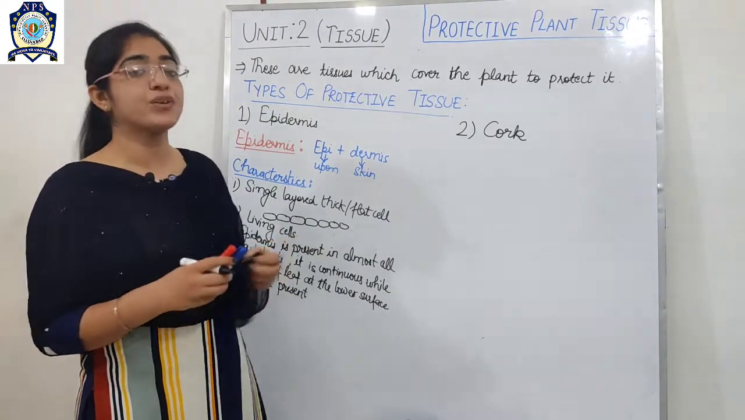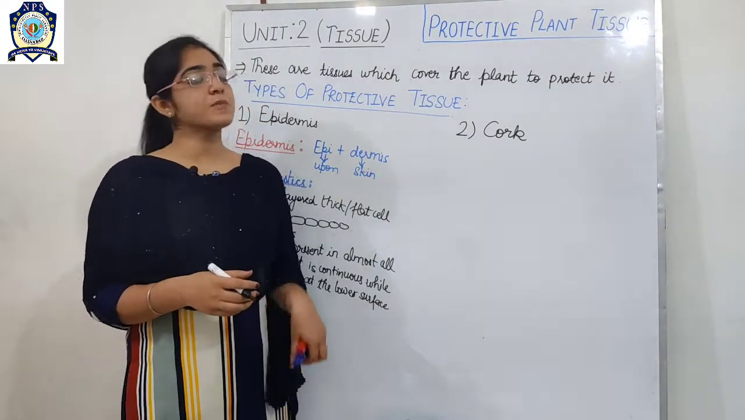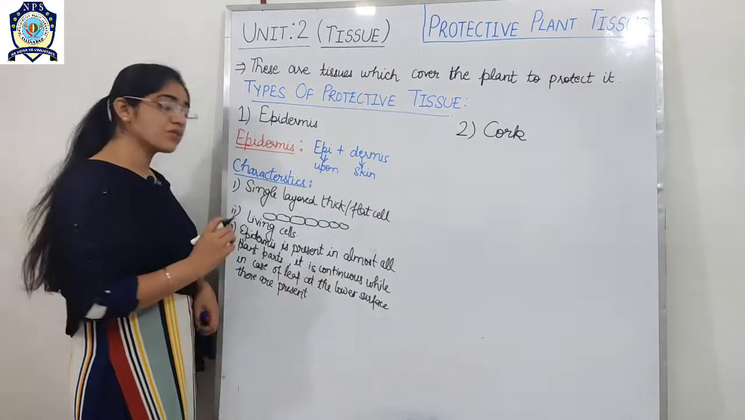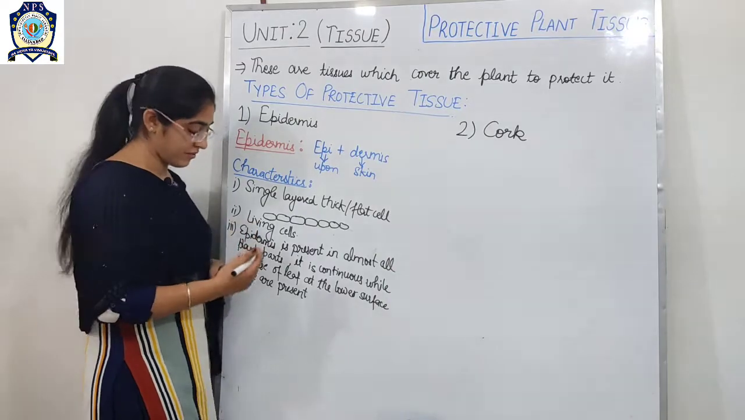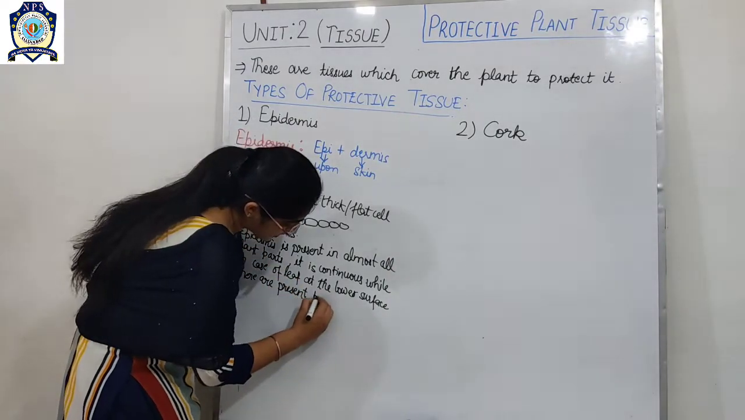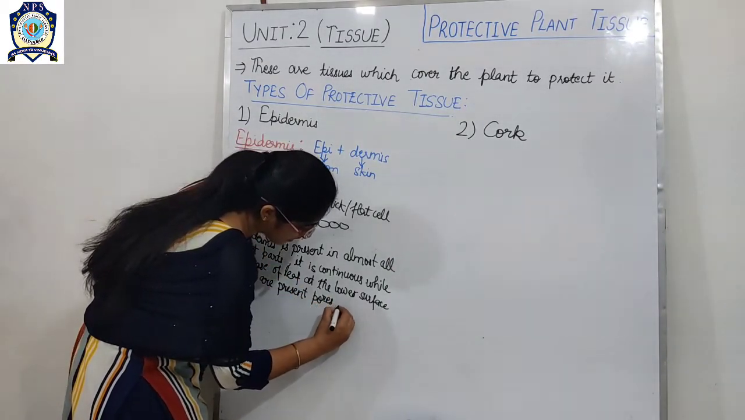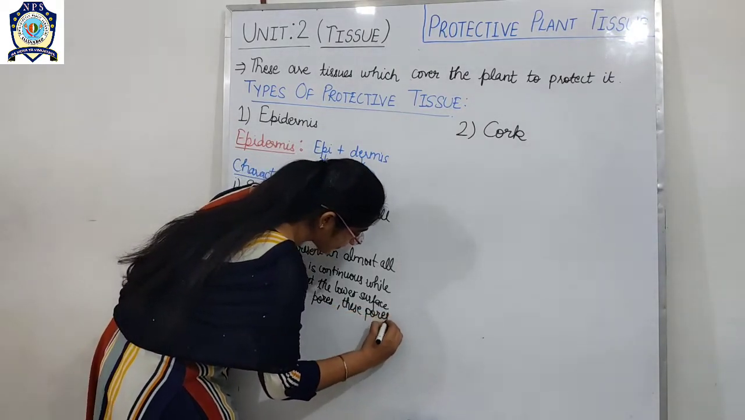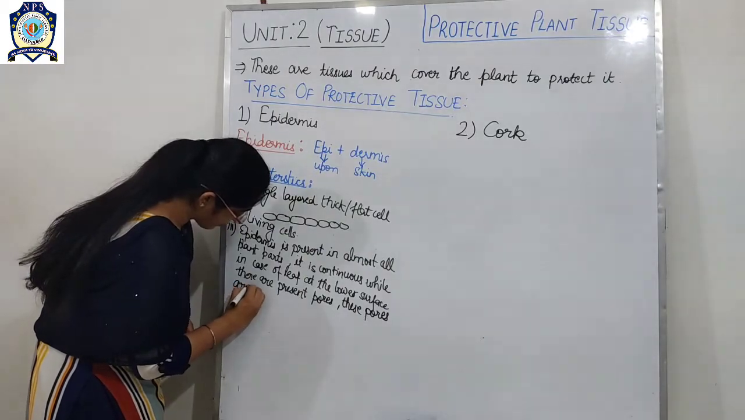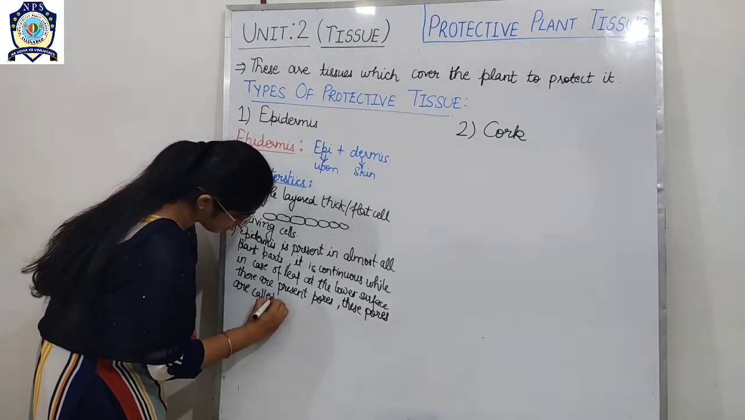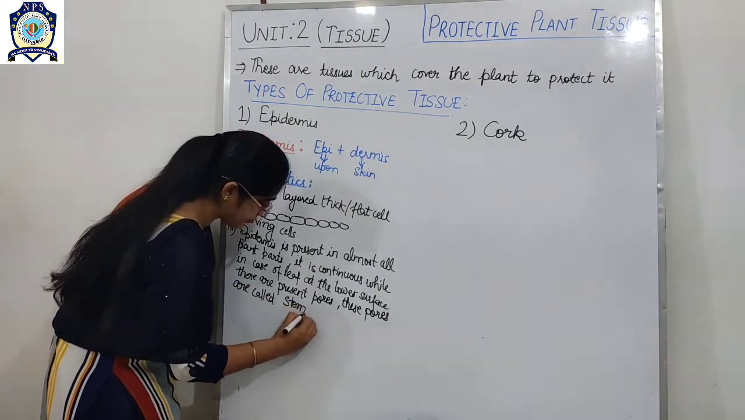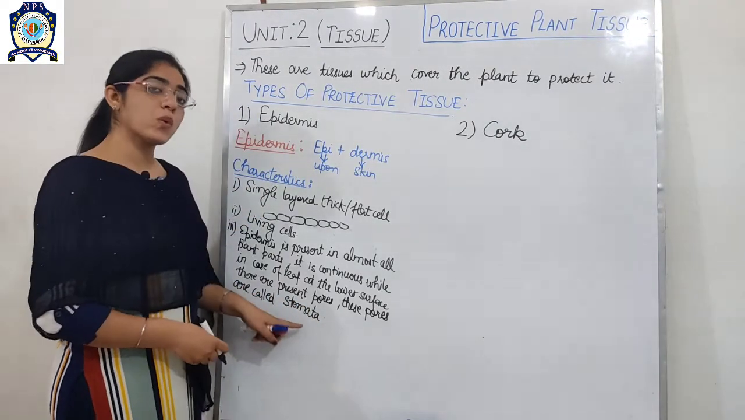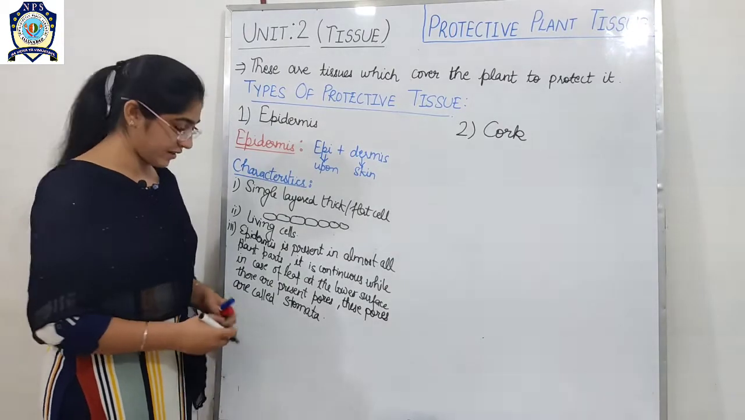As I told you, epidermis is present in almost all the plant parts, but in the case of the leaf, on the lower surface there are pores, and these pores are called the stomata. Am I clear? These pores are called the stomata.